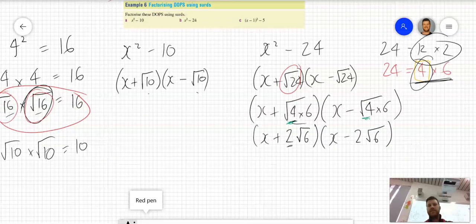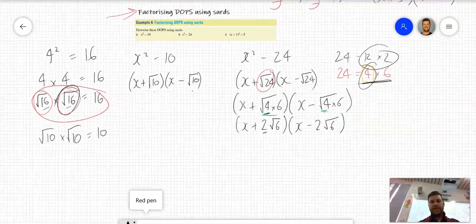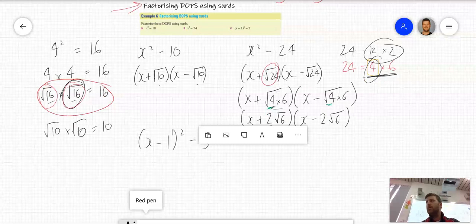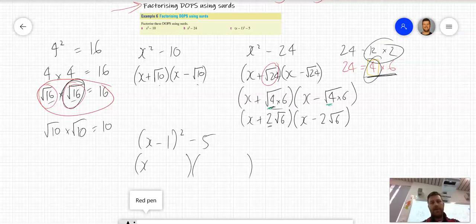Alright. Last example. They are getting harder now, guys. But the last example I'll do today is x take 1, all squared, take 5. So, set up your binomial products again. X take 1 at the front. X take 1 at the front. Plus and minus. Remember what goes at the back of my brackets? Root 5. Good. Hopefully you've all sort of seen that and been able to identify that.